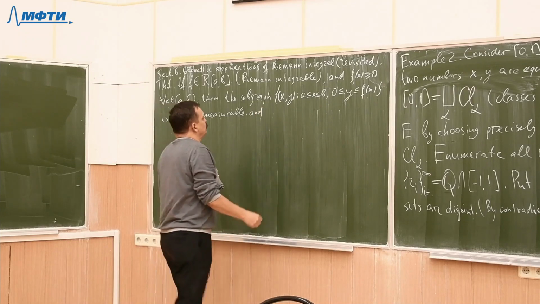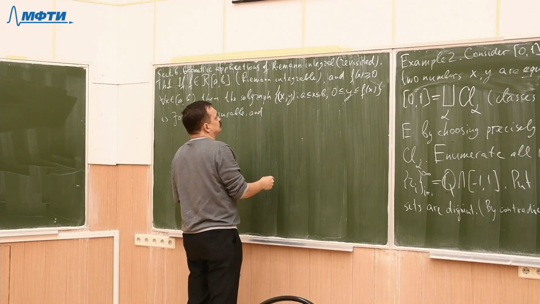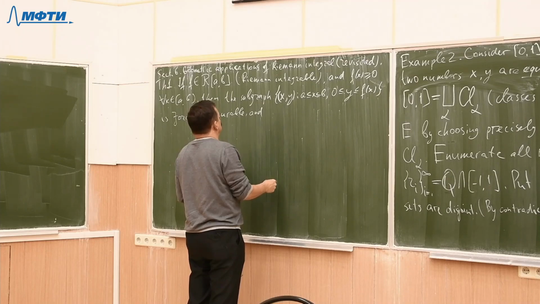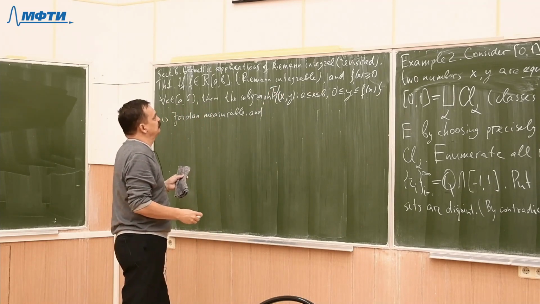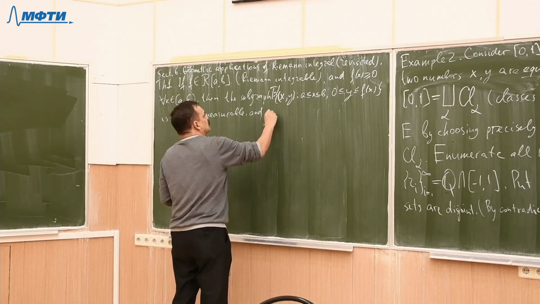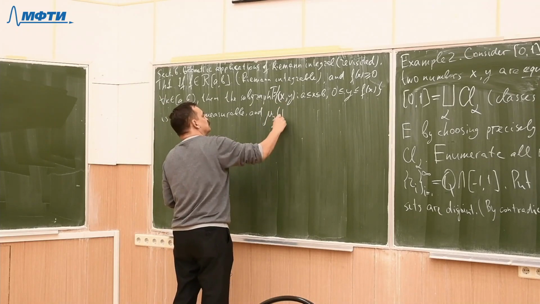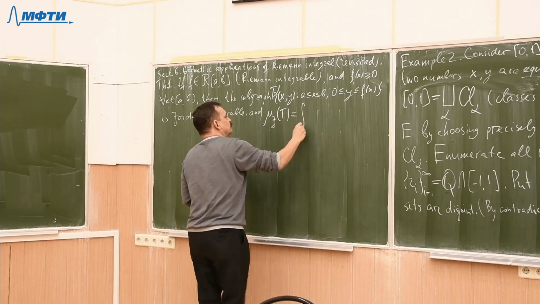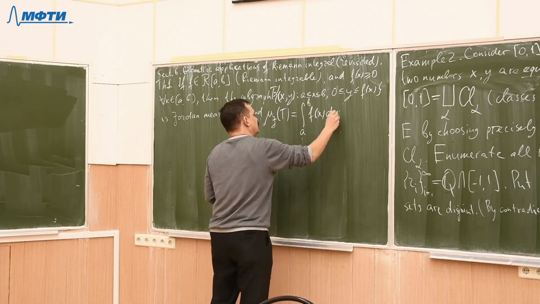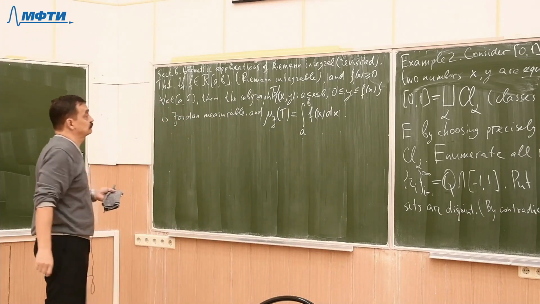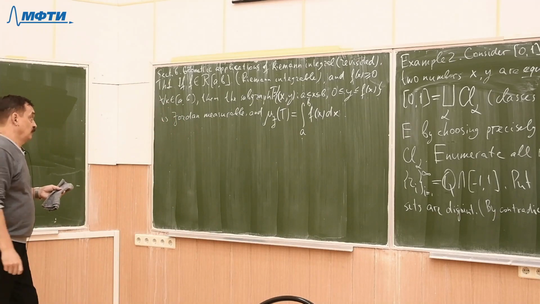And the Jordan measure of this subgraph, how to denote it? Let's say T. Subgraph, let it be T. And the Jordan measure of T is equal to the integral of f(x) dx. Proof.